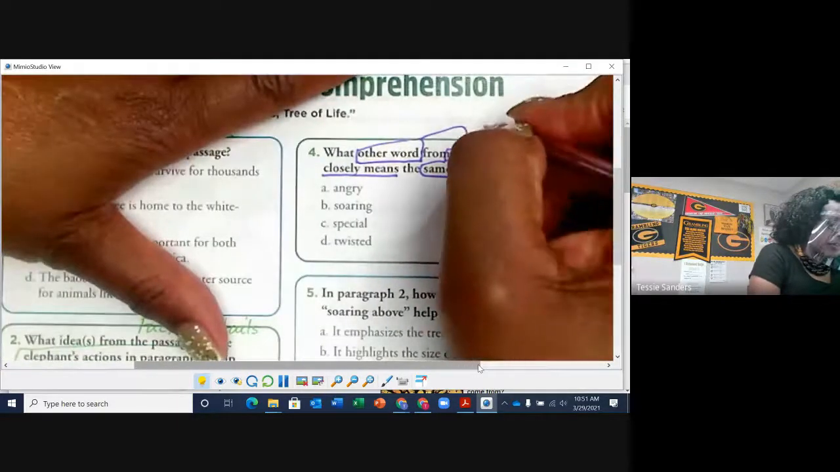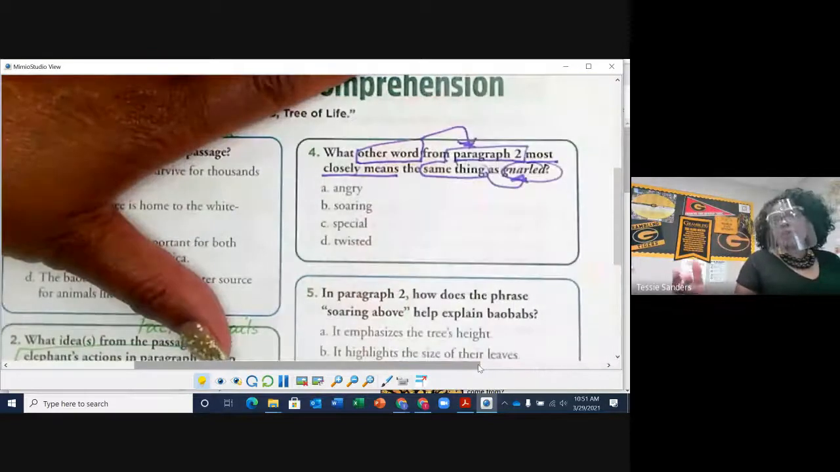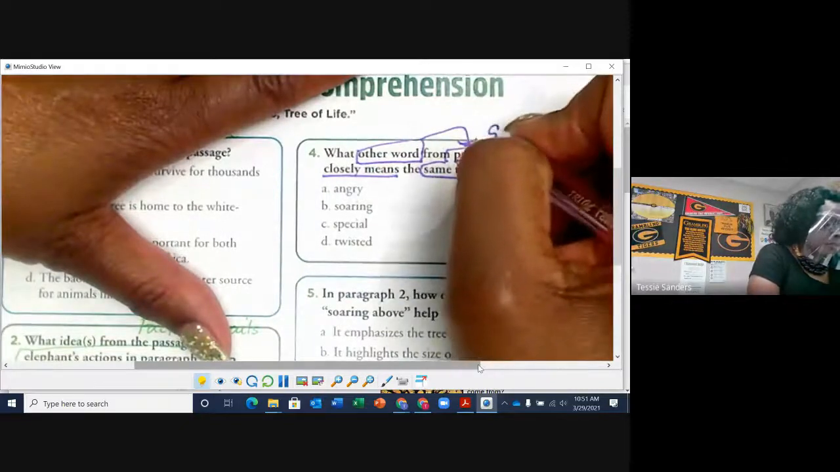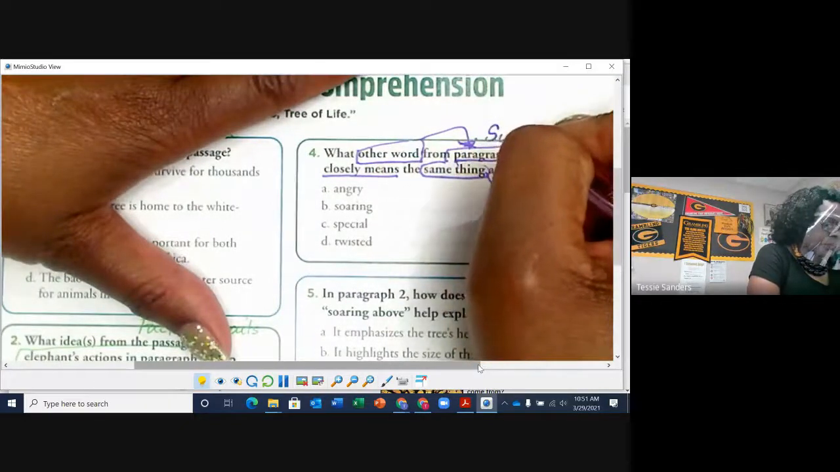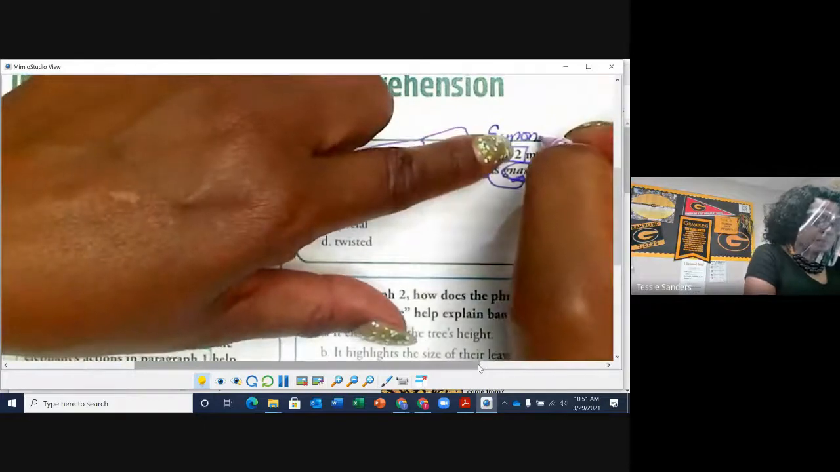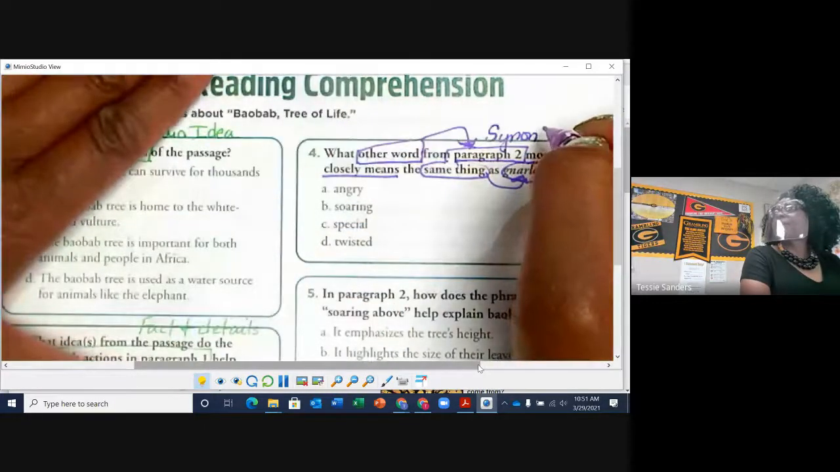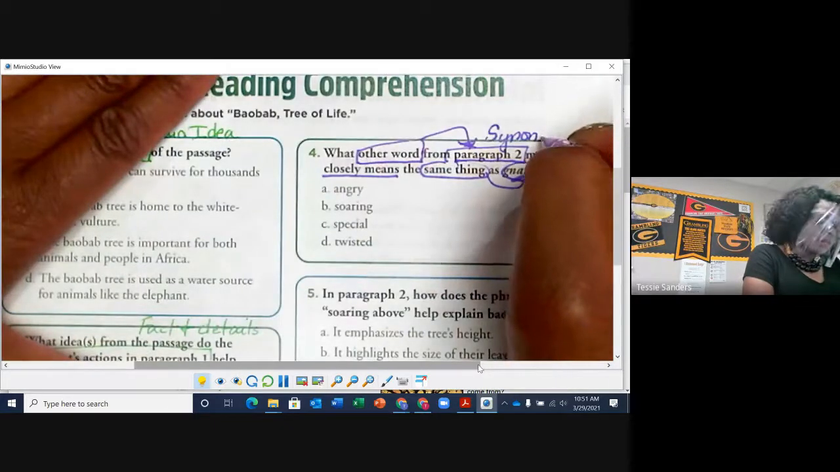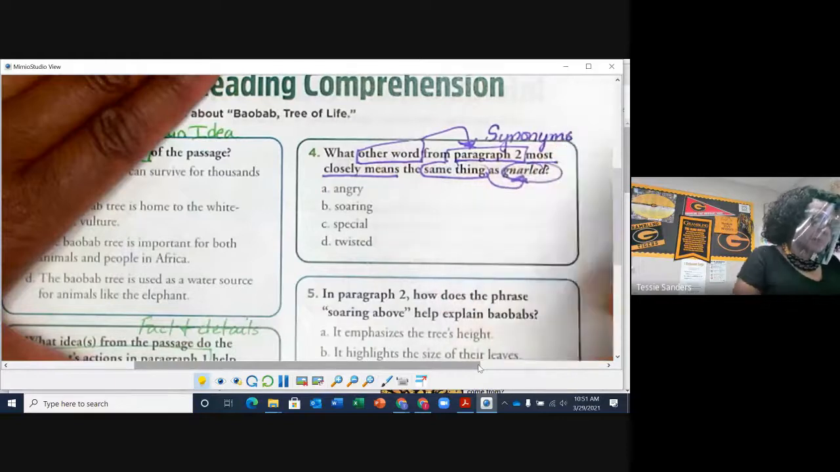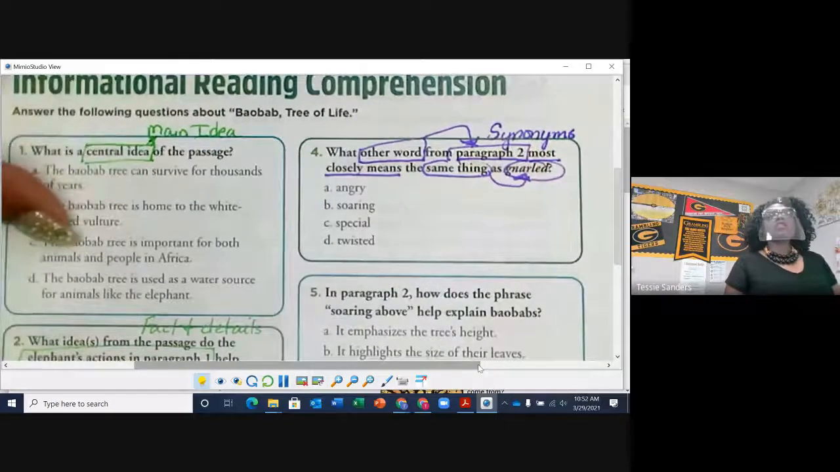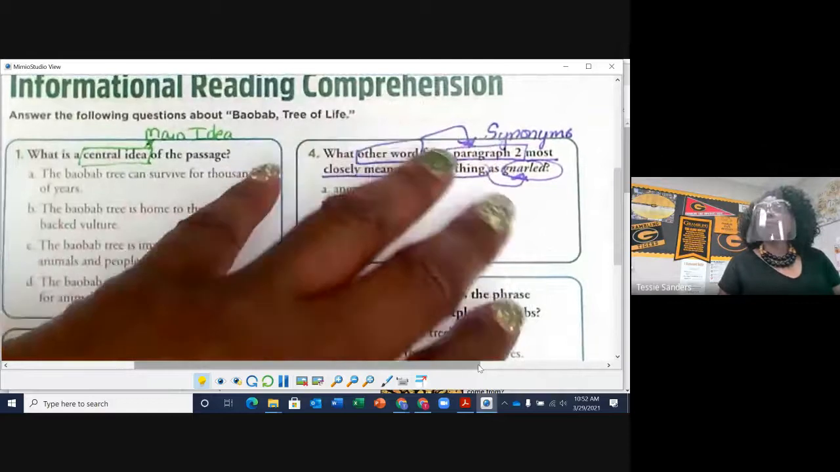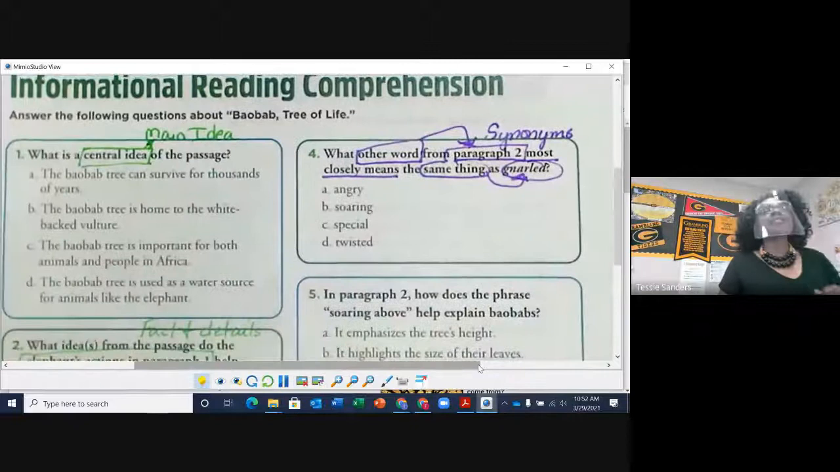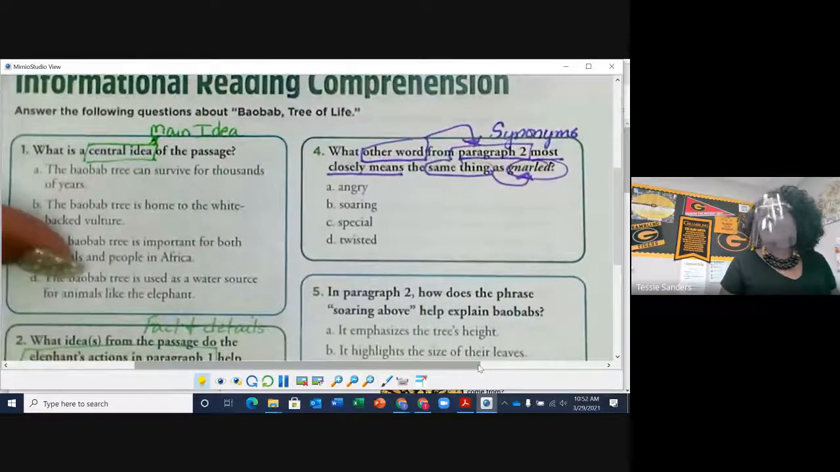What's being tested here is vocabulary, word meaning. So I'm going to write the specifics of it. Synonyms. A synonym is a word that what? A word that means the same or almost the same thing.